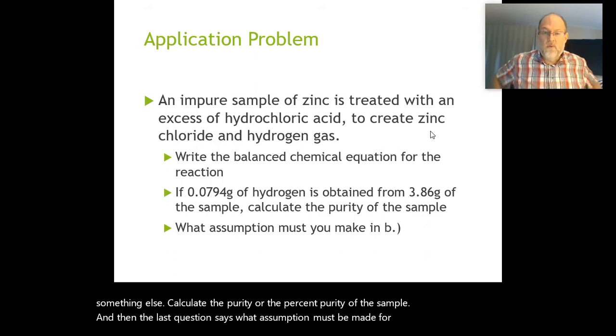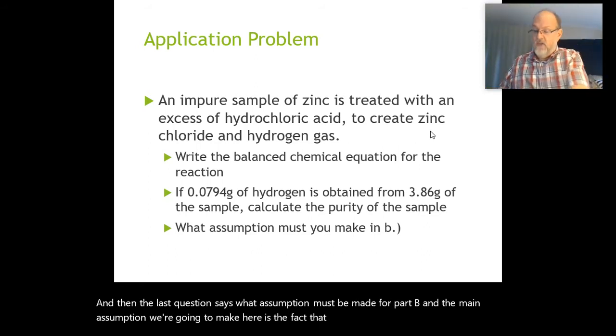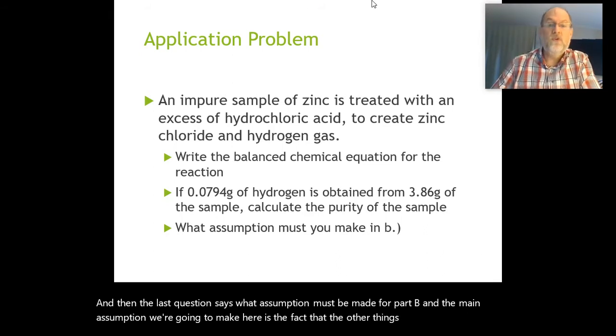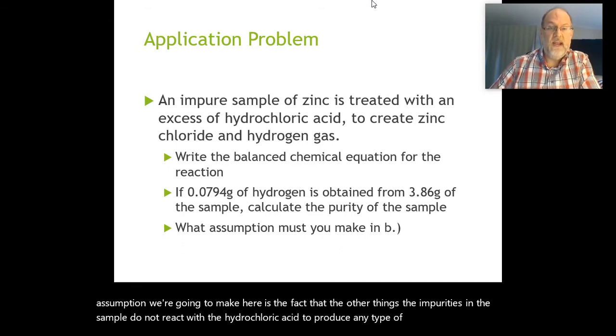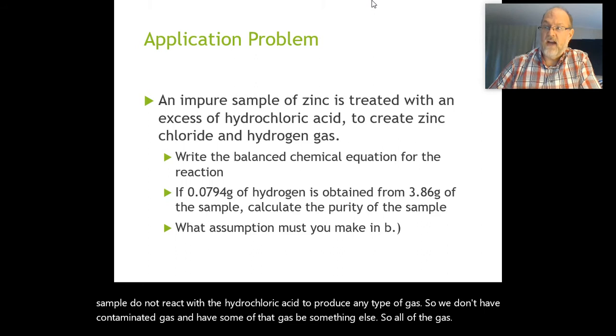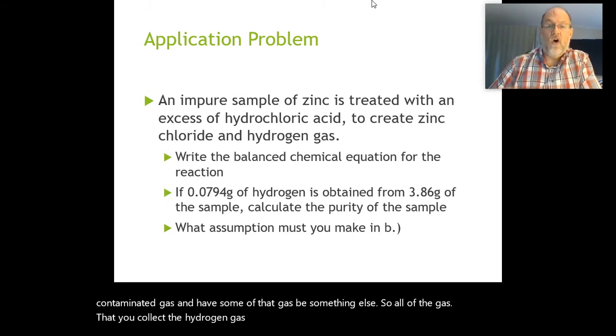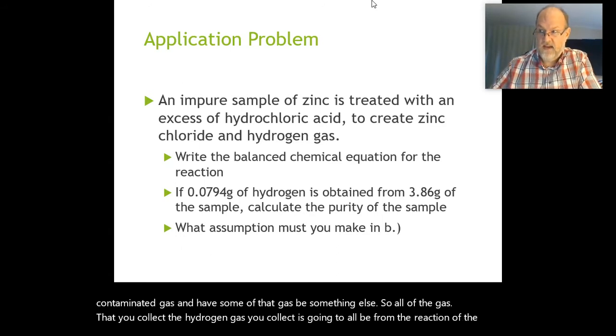And the main assumption we're going to make here is the fact that the other things, the impurities in the sample, do not react with the hydrochloric acid to produce any type of gas. So we don't want to have a contaminated gas and have some of that gas be something else. So all of the gas that you collect, the hydrogen gas you collect, is going to all be from the reaction of the hydrochloric acid and the zinc.